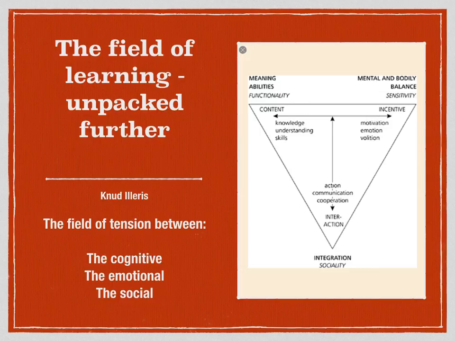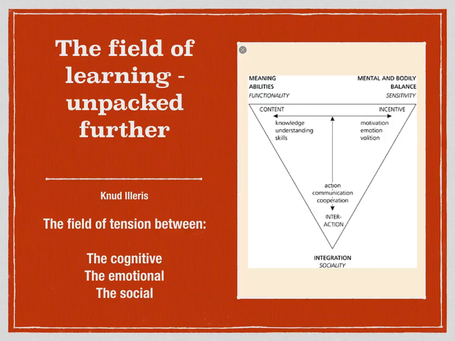So his idea of content is that it might be about knowledge, understanding, or skills. So it's not just learning facts; it's also learning to be able to do something, or learning to really understand things in a deeper way. On the right hand side at the top, you've got incentive. This is the emotional element. This is to do with people's motivation.